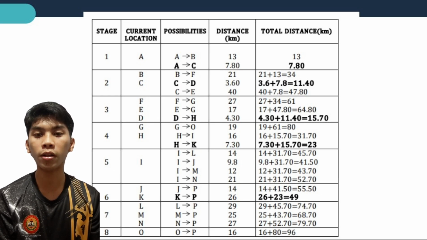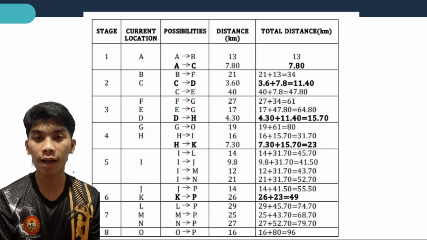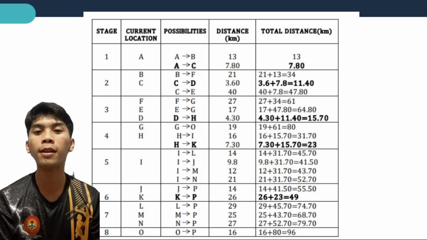At stage 4, the shortest path continues from H, which has two possible options: H to I 16 kilometers and H to K 7.30 kilometers. Choosing H to K results in a total distance of 23 kilometers, which is optimal compared to H to I at 31.70 kilometers. As the process continues to stage 5, the shortest path selections remain consistent, with K to P 26 kilometers at stage 6, leading to a total minimum distance of 49 kilometers.